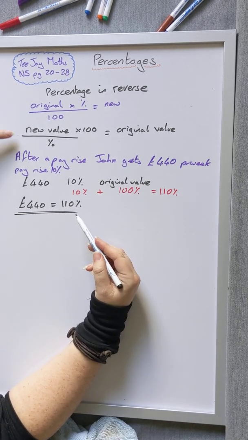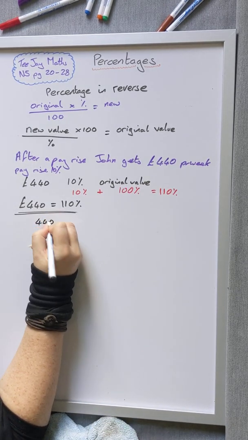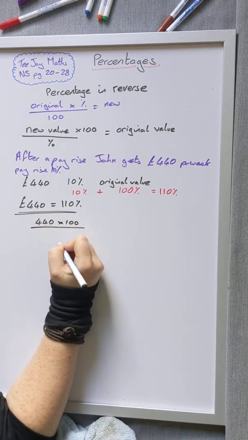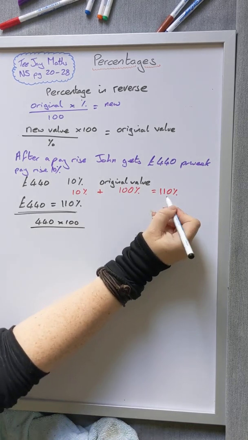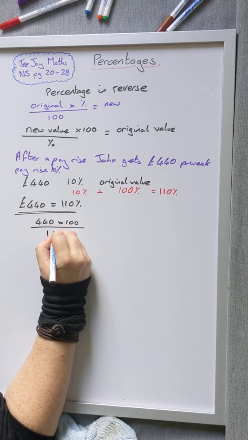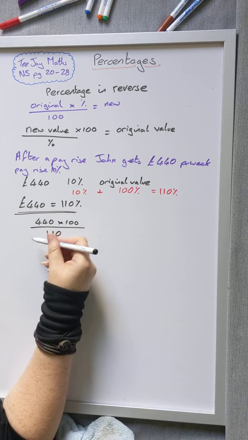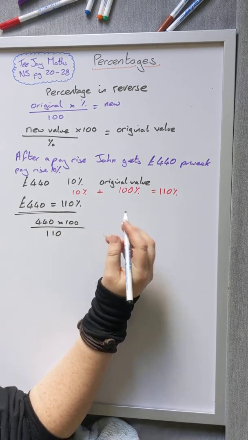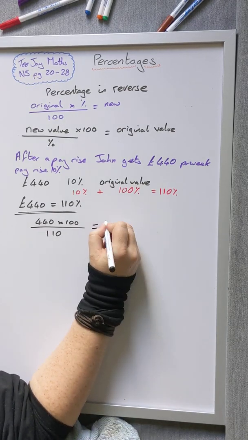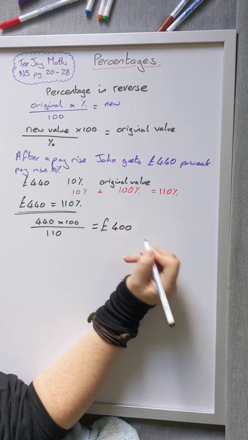So now we're going to stick this into our formula. So we're going to put 440 times 100 divided by our percent, which is 110. Remember, this is not a decimal, this is a percentage. Hit equals on your calculator and you'll actually get an answer in pounds of £400.